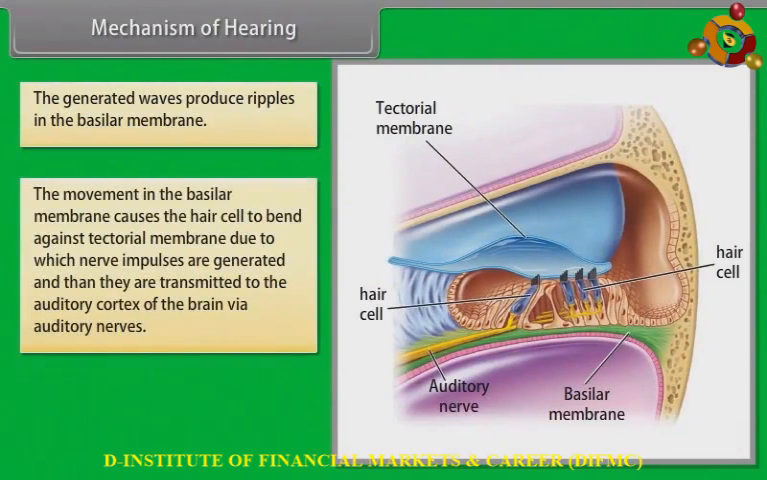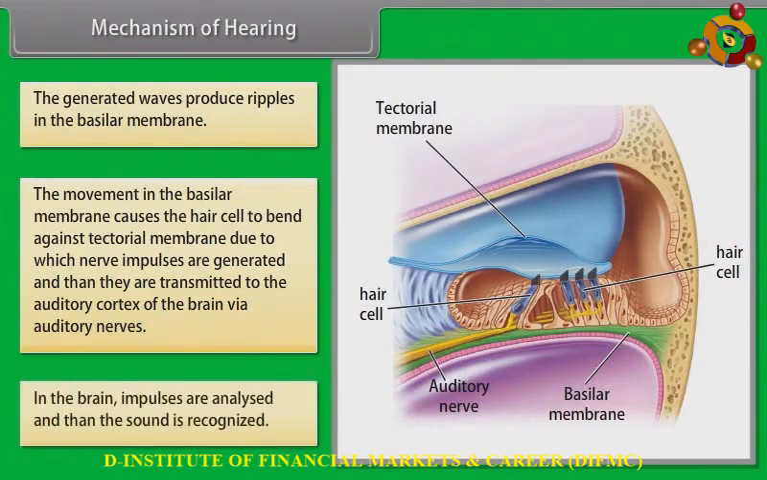The movement in the basilar membrane causes the hair cells to bend against the tectorial membrane, due to which nerve impulses are generated and transmitted to the auditory cortex of the brain via the auditory nerves. In the brain, impulses are analyzed and then the sound is recognized.